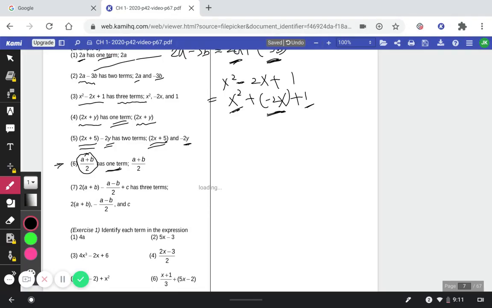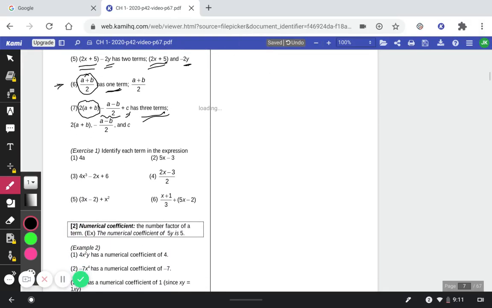Now 2 times the quantity a plus b, minus a minus b over 2, plus c has 3 terms. So this is one term because they are all multiplication: 2 multiplied with the quantity of a plus b. And here negative a minus b over 2 is another term, and c is a third term. So you have 3 terms. It sounds simple, but you have some thinking to do when you do this kind of thing.